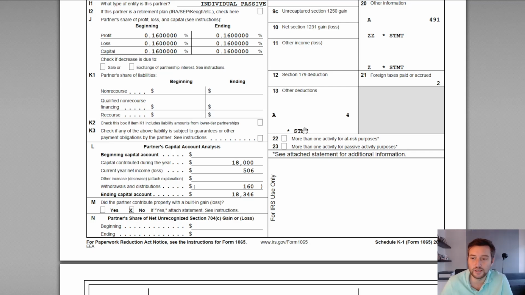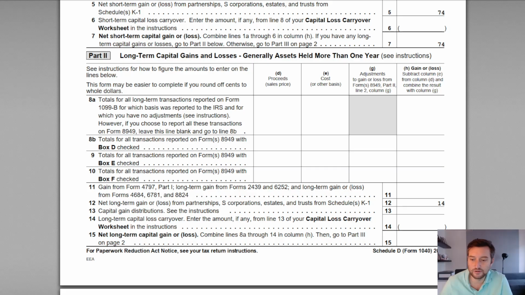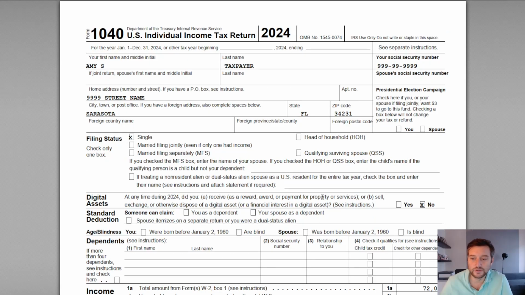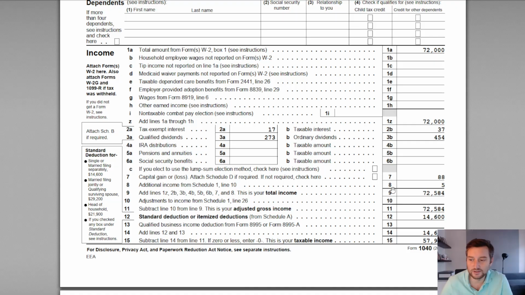Line 13A for $4 is an allocation of charitable contributions. What happened here is the fund made a contribution to a 501(c)(3) public charity. When the partnership makes a charitable contribution, it allocates that contribution amongst the partners. And the partners, if available, claim that on their return. So line 13A, $4. If we have a look at Amy's tax return here, the $4 for her is going to be a moot issue, can't be used. And that's because she's taking the standard deduction.